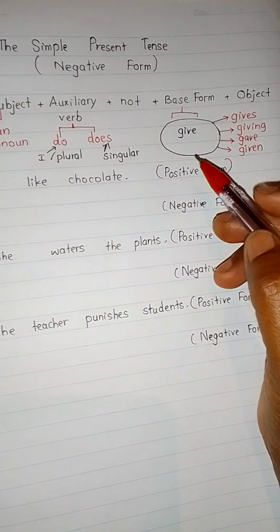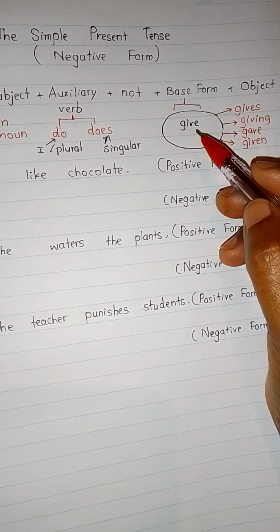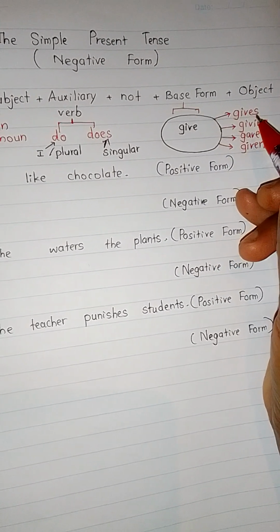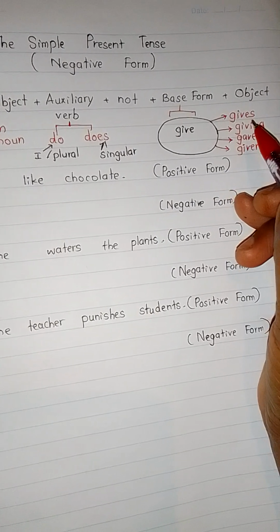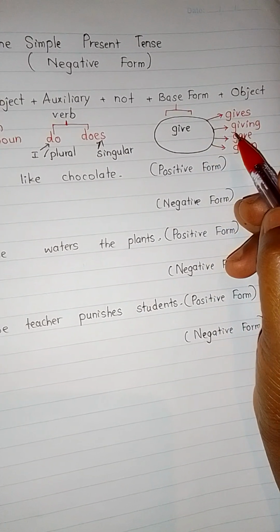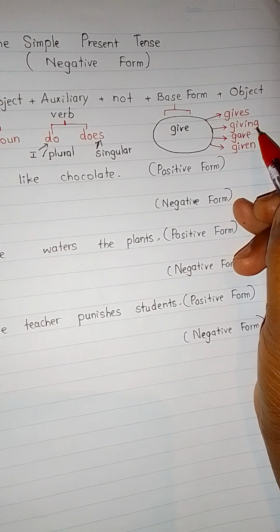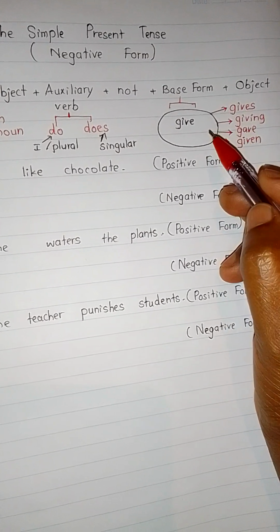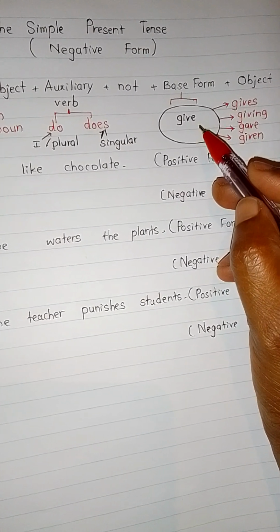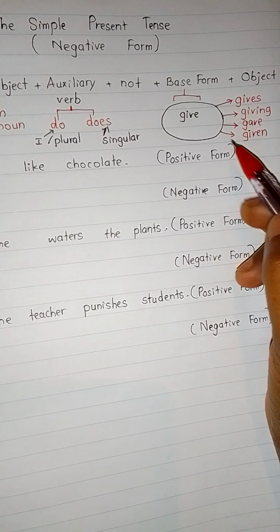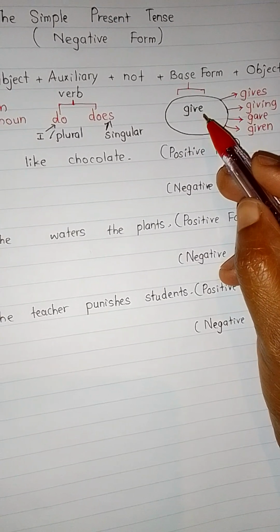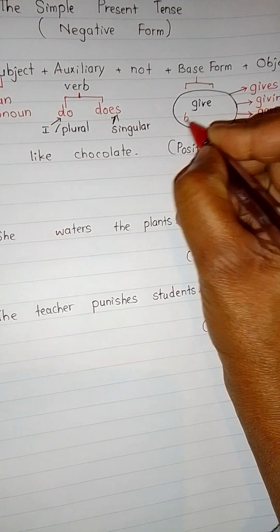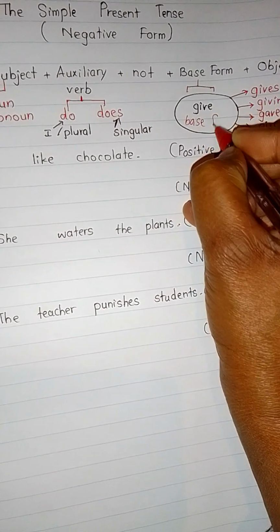Then what is a base form? The verb give is changed into gives by adding s at the end of the verb. The verb give is changed by adding ing to the verb. Then gave is the second form of give. Given is the third form of give. Then the verb give is the base form of the verb.